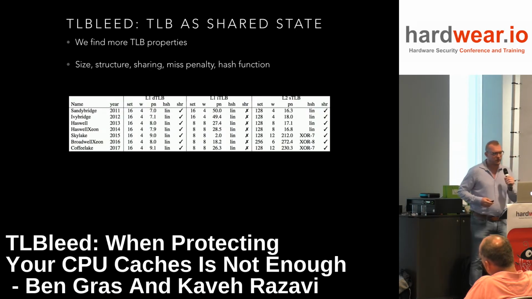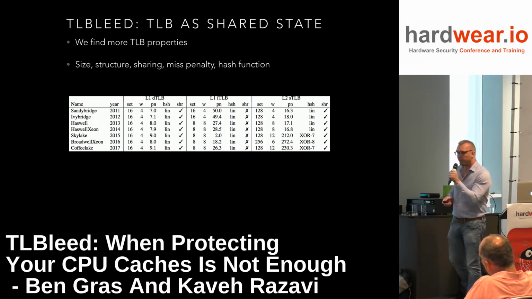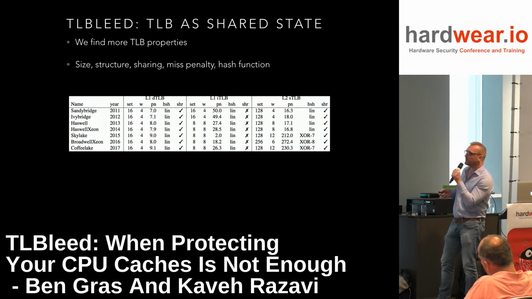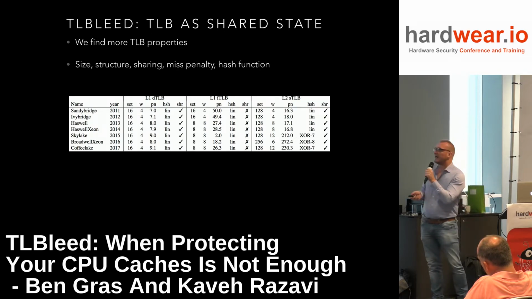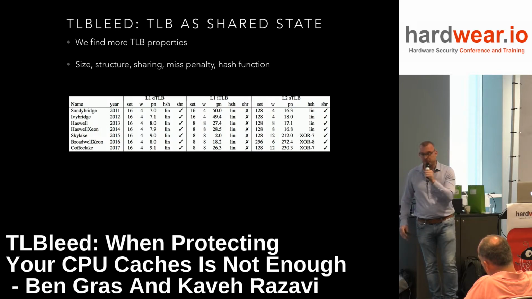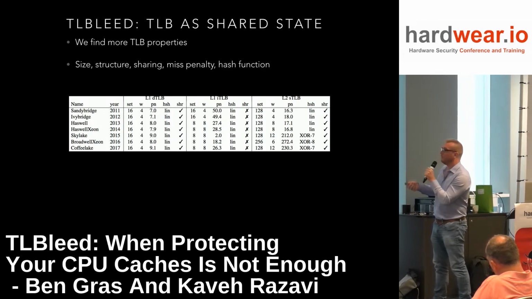Okay, so using experiments like these, we reverse engineered many properties of the TLB. We have here a list of microarchitectures, and we find how many sets and how many ways we have. For the DTLB, it's always 16 sets and 4 ways. The hash function is always linear, and it's always shared.